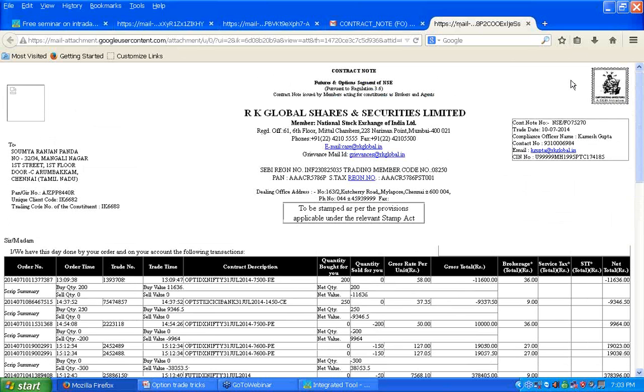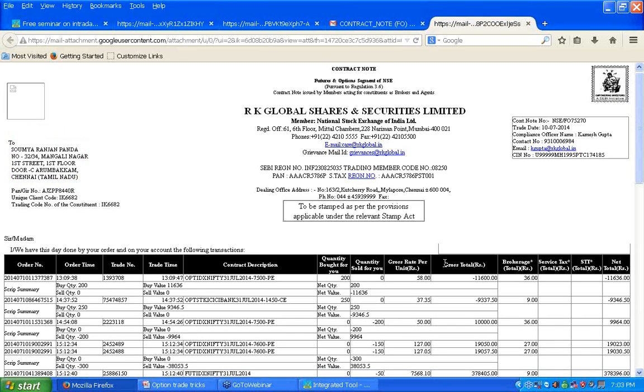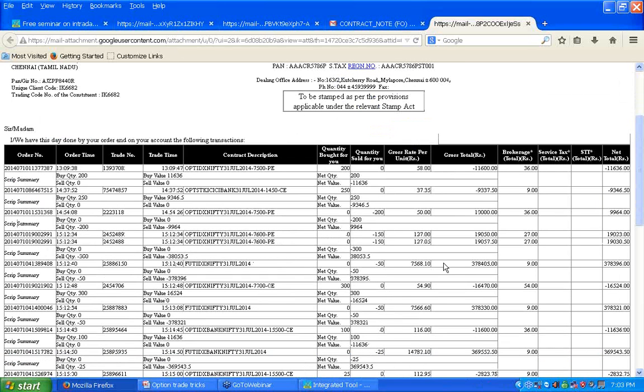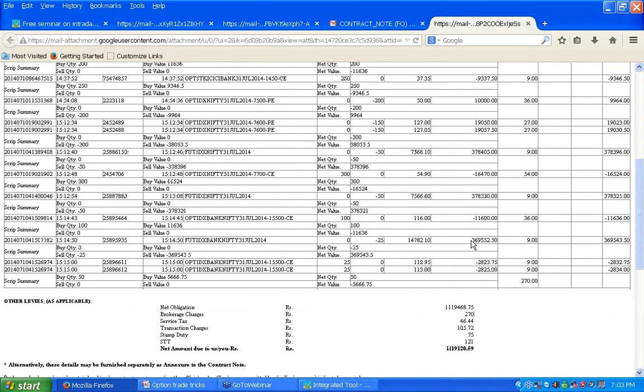my personal account. This is my name reflected here. This is our office address also reflected here. So it is a genuine contract note, including my PAN number and other things. So still, if you have suspicion about that, I cannot help it. However, it is a genuine contract note.